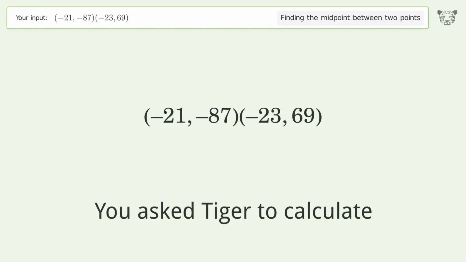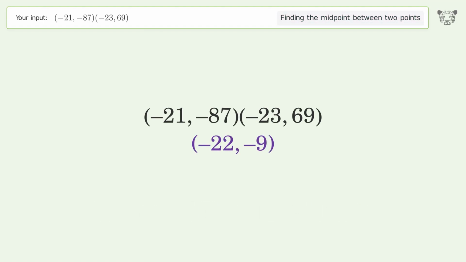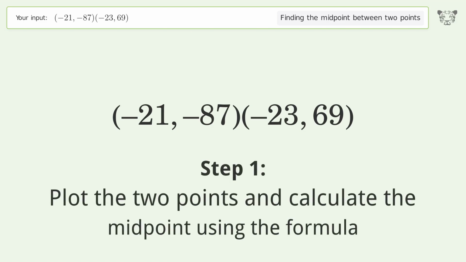You ask Tiger to calculate. This deals with finding the midpoint between 2 points. The midpoint between the 2 points is -22, -9. Let's solve it step by step. Plot the 2 points and calculate the midpoint using the formula.